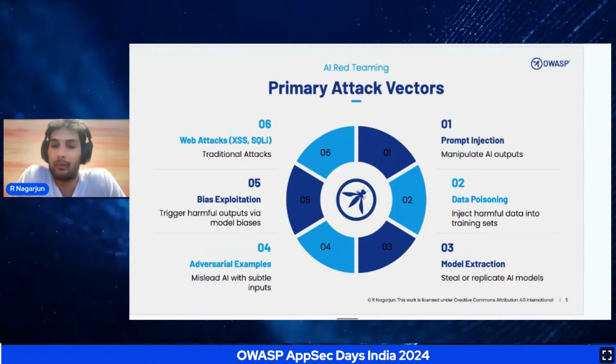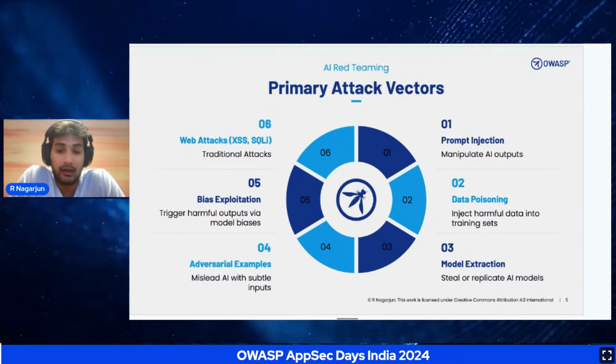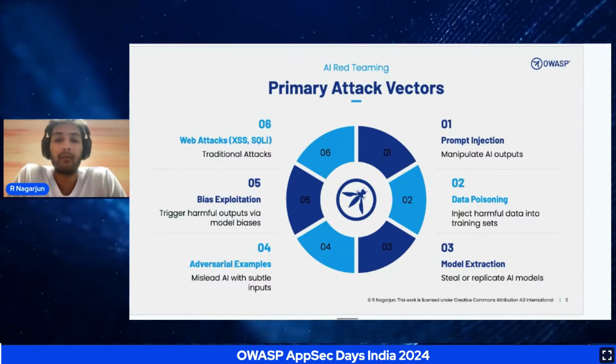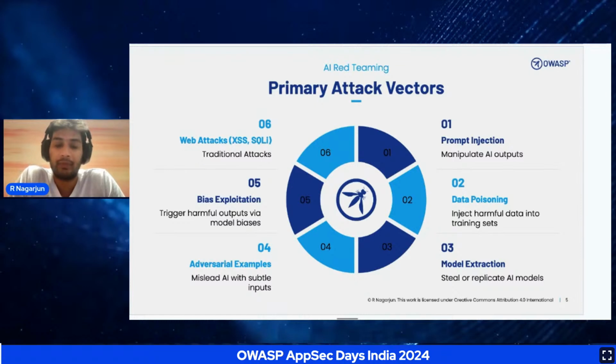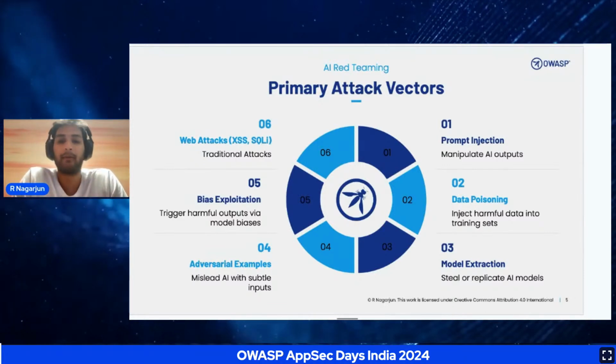The second category is data poisoning, where we're injecting some harmful data into the training data set. Here the model is not in production right now, but the attacker somehow has access to the training data or the pre-deployment stage of the model, and is able to manipulate that data and trigger unexpected behavior from the model once it is deployed.